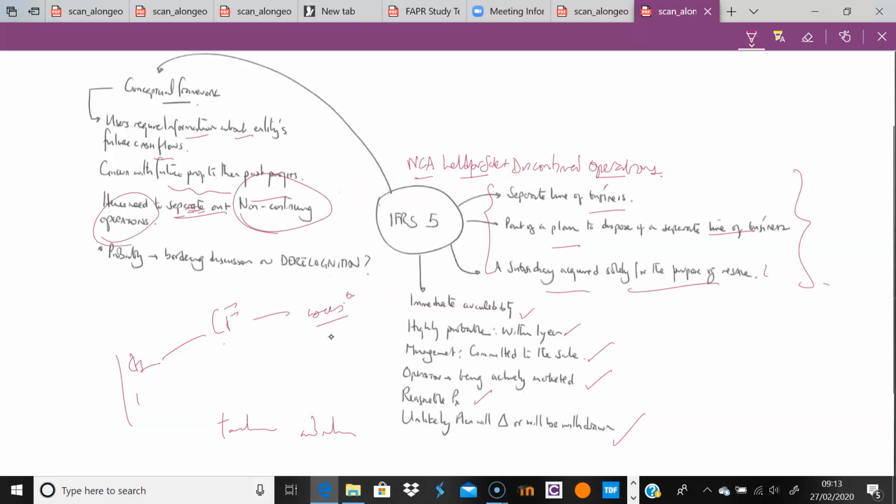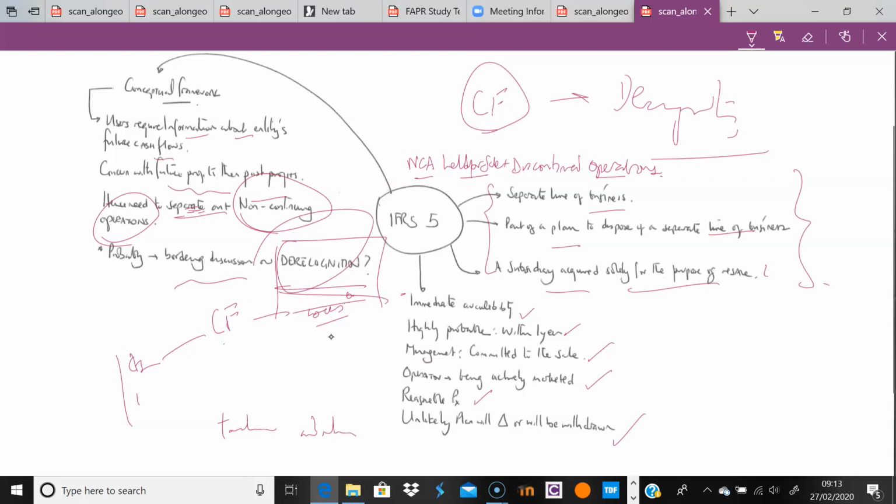non-continuing operations. And probably, I actually think this is bordering on, because again, the conceptual framework starts talking about derecognition. So I think you could almost argue here that there is an element of derecognition here. You no longer control this. You're intending to sell it. So I think you can border on discussing the derecognition elements of the conceptual framework. Cool, and that is IFRS 5.